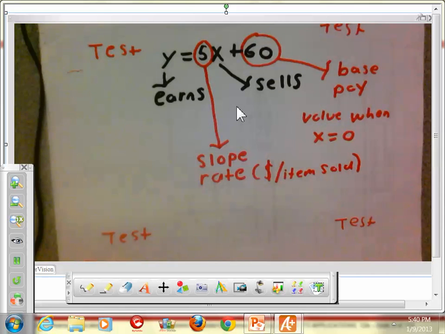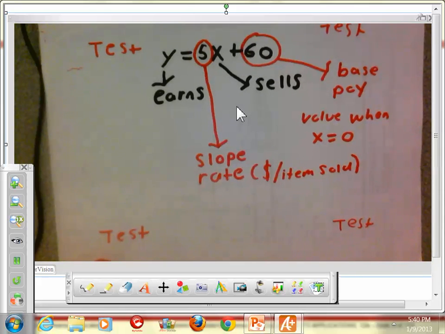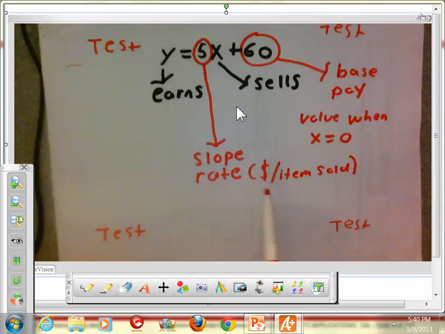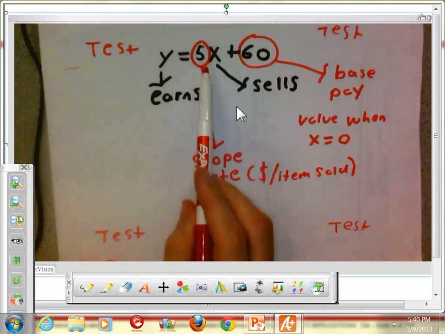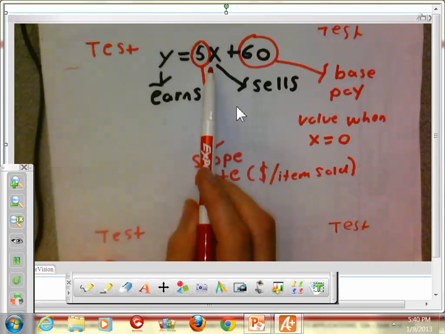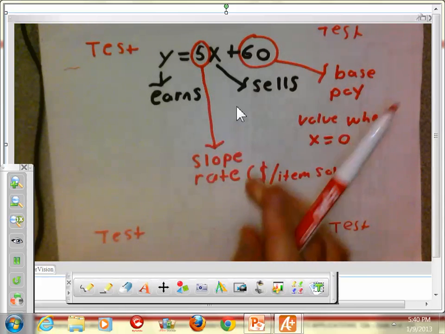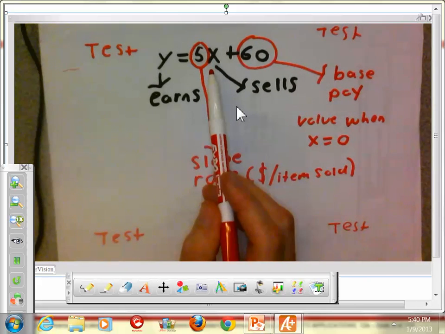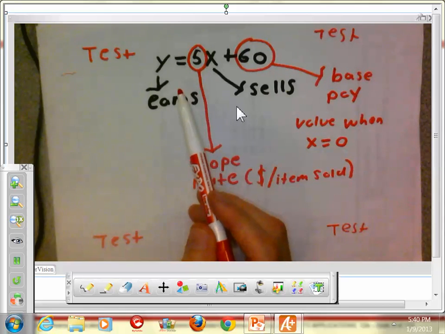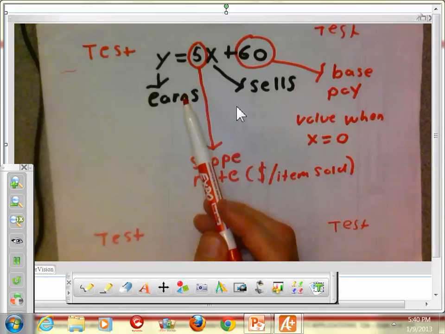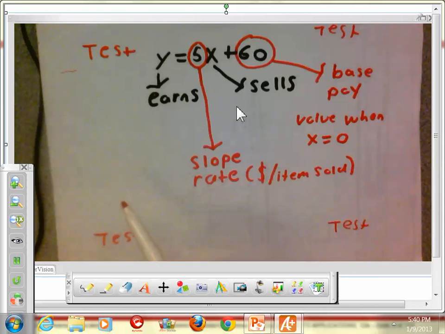So the units of this over here, I'm sorry the lighting's off, I'll get that fixed for next time, but this 5 means she gets $5 for every item she sells. So if x is 1, ignoring the base pay, she's getting $5. If x is 2, she's going to get another $5 on top of that. If x is 3, another $5, so it's $15. If x is 4, she's going to get $20 on top of the base pay. If x is 8, she's going to get $40 on top of the base pay, and so forth.